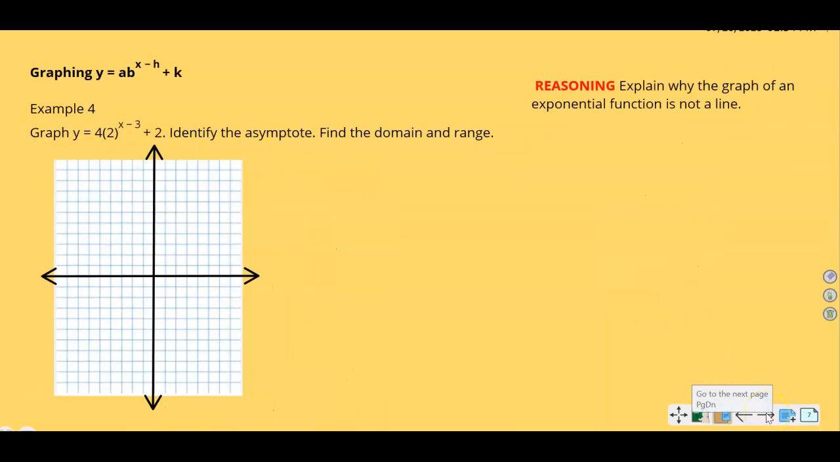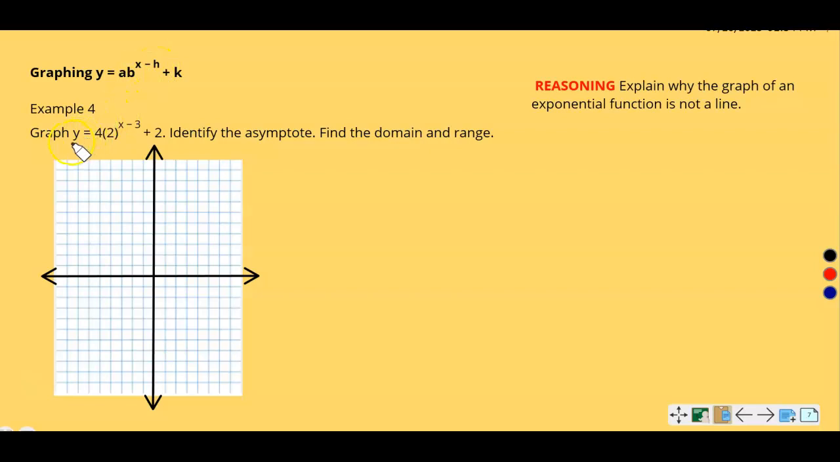All right, example 4, graph y equals 4 times 2 raised to the x minus 3 plus 2. Identify the asymptote, find the domain and range. All right, so you can see that this is just a transformation. Remember, h and k is your transformation, or that's your horizontal and vertical shift. H moves you horizontally, k moves you vertically, up or down, and this one moves you opposite the direction you think. So it's opposite h.